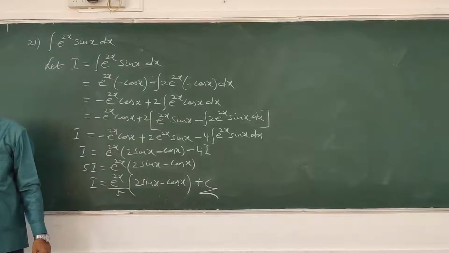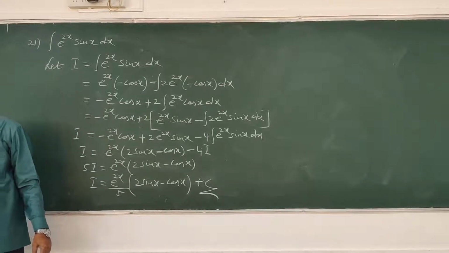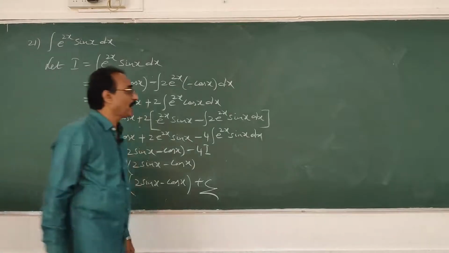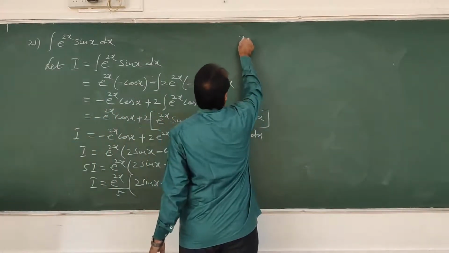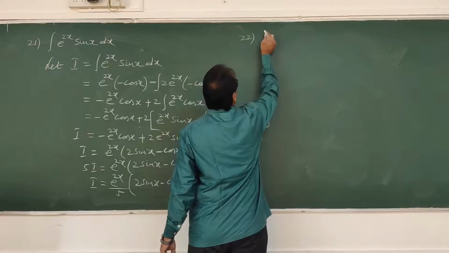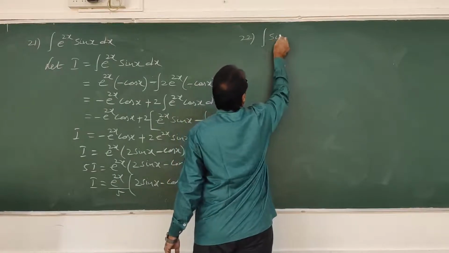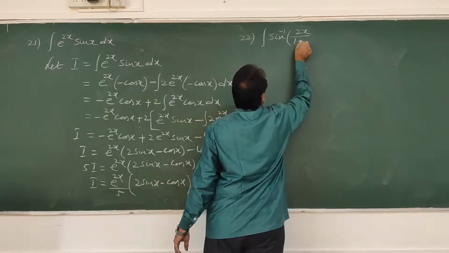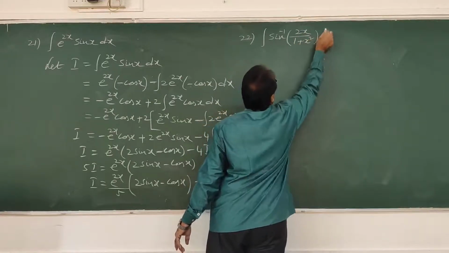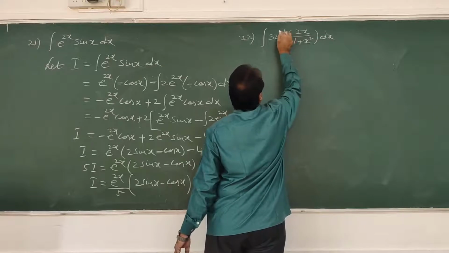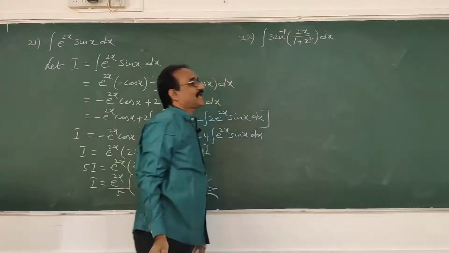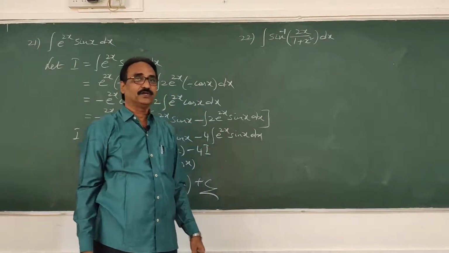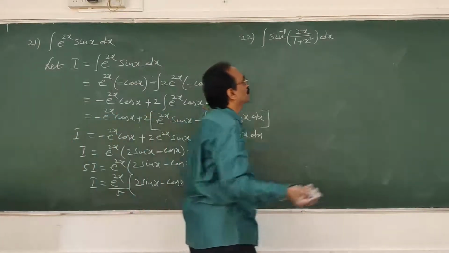And the last problem of this exercise is 22. I will write here, problem number 22: integral sin inverse of 2x by 1 plus x square dx. Whenever you see an inverse function in the denominator, you will remember sin inverse 2x by 1 plus x square, and we reduce and simplify it, you know. So like that here also, what will we do? You tell me.